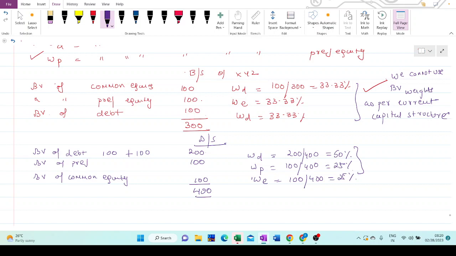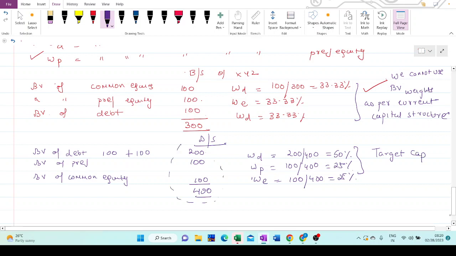So book value weight of debt is 50%, book value weight of preferred equity is 25%, book value weight of common equity is also 25%. So these are the book value weights represented by the capital structure the company wishes to achieve, and the capital structure the company wishes to achieve is known as the target capital structure of the company.